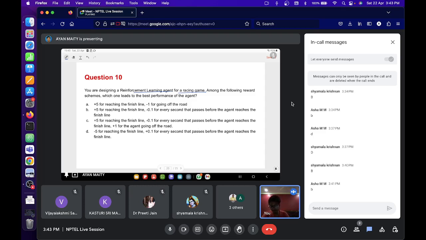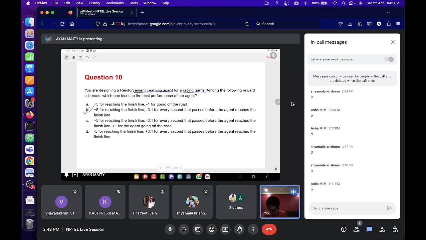Any negative reward is a penalty, so it would try to minimize the total penalty that it would receive before finishing the race. So it should get a negative reward for every second that passes before the agent reaches the finish line. So this -0.1 for every second is also fine. So option B is correct.